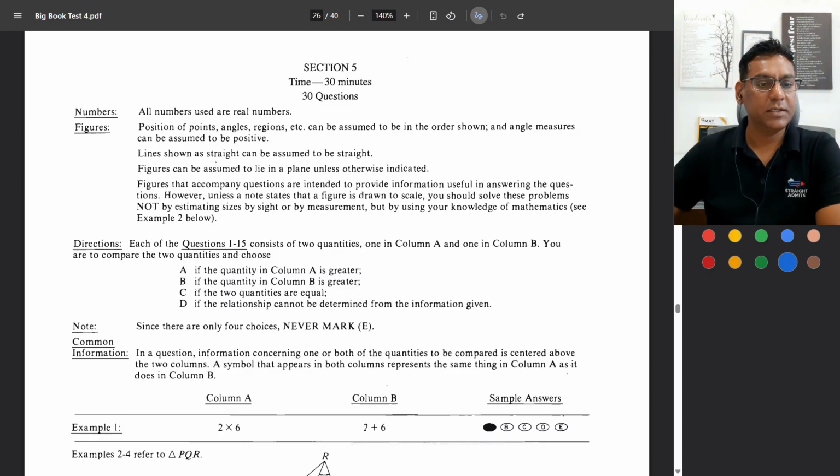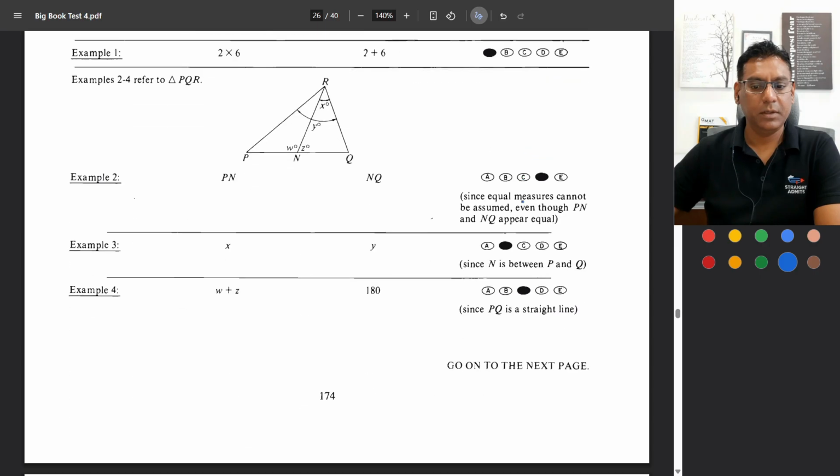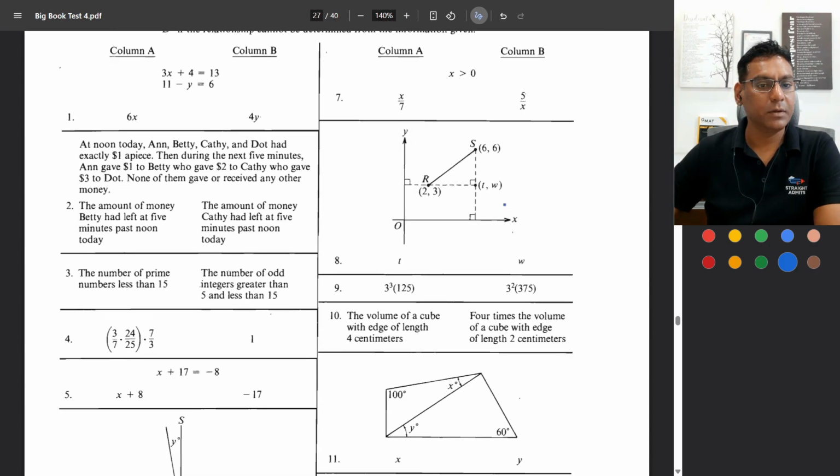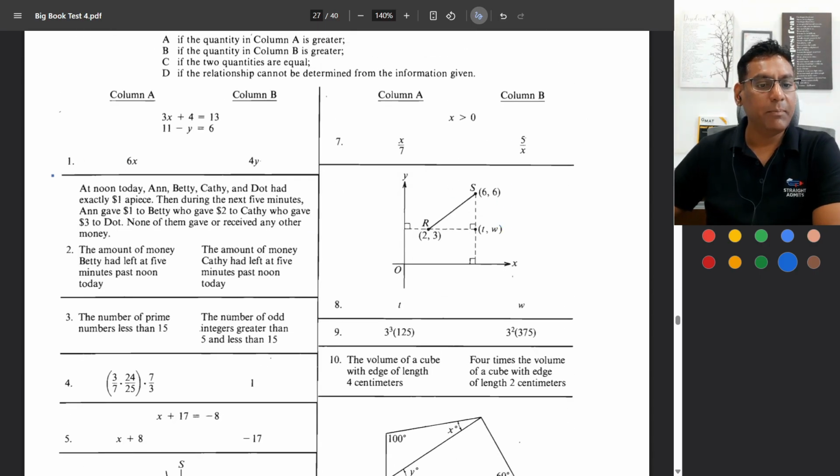Okay, so as you can see, this is Big Book Test 4, Section 5, 30 minutes, 30 questions. Let's get started. Quantitative comparison, question 1. 3x plus 4 is equal to 13. So that means 3x is equal to 9, x is going to be equal to 3, and 11 minus y is equal to 6. That means y is going to be 5.